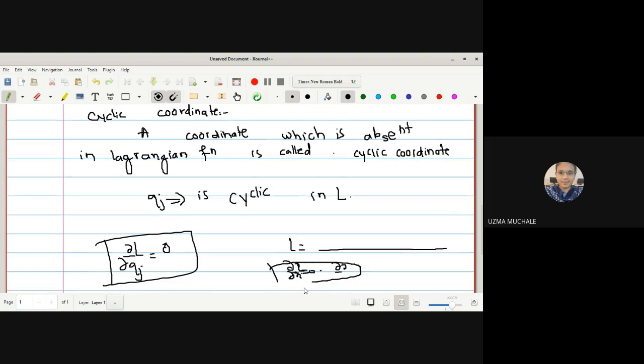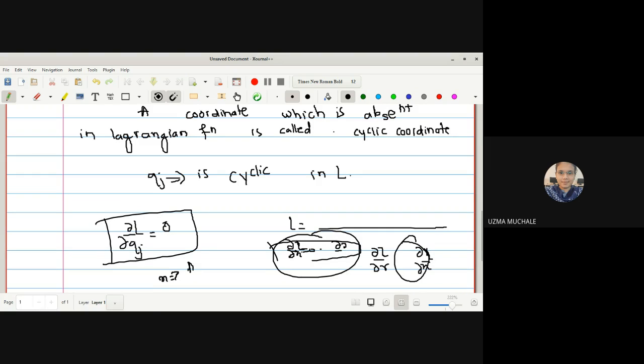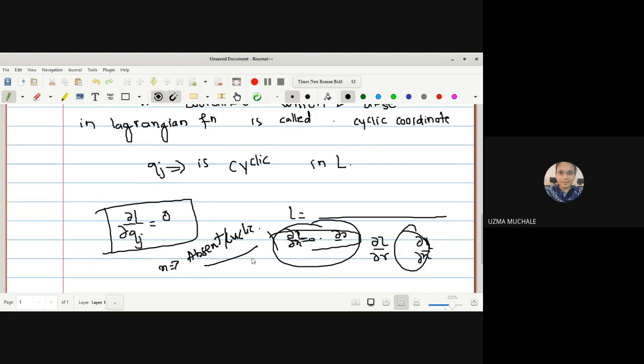Right? Yes, ma'am. Okay, many times we have solved these types of examples. Sometimes we got the derivative of L with respect to R, or X, or X dot. So suppose the derivative of L with respect to X is 0, what does it mean? X is absent, or you can say it is a cyclic coordinate. Okay. So simply these are the definitions.